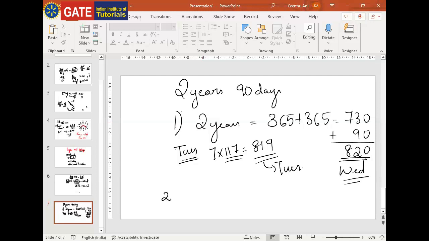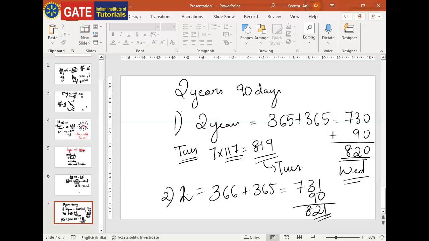Now the second case is that 1 year will be a non-leap year and the other year will be a leap year. In that case, 2 years will be 1 leap year, that is 366, plus the other year, that is 365. So what will be the total number? 731 plus 90, it should be 821. One more day we have to account for, which means 819 is Tuesday, so then Wednesday, Thursday. So on the 821st day, the day will be Thursday.